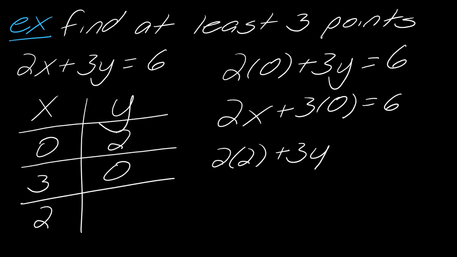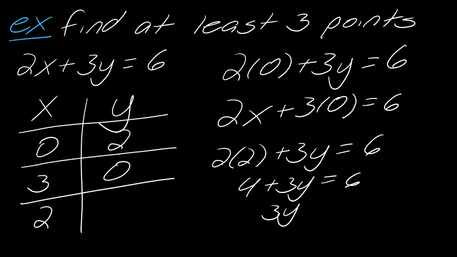So I have this equation now. I have 4 plus 3y equals 6. So if I work this out, I get 3y equals 2. So then y is going to equal 2/3. So this comes out to 2/3. Like I said, we're going to graph this. It's a fraction. I usually like to get whole numbers, but it's really not the end of the world if you get a fraction.